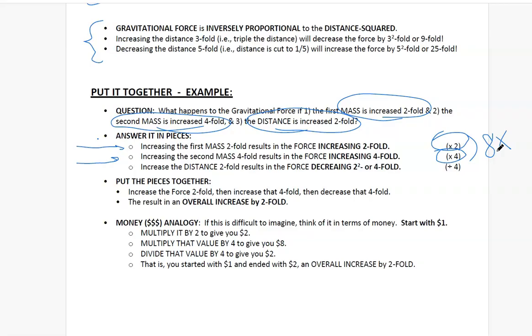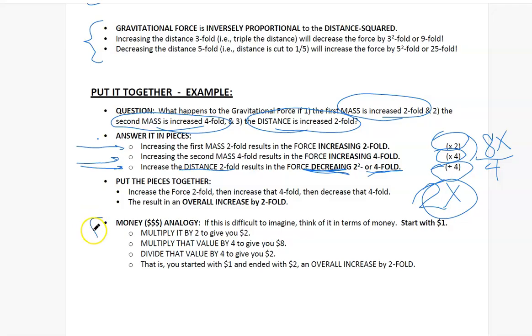And then finally, you increase the distance twofold. Well, increasing the distance twofold decreases the force, not by twofold, but by 2 squared fold, and that's fourfold. So instead of multiplying by 4, you are dividing by 4. Well, 8 divided by 4 is simply twofold now. So your final result is a twofold increase in force.